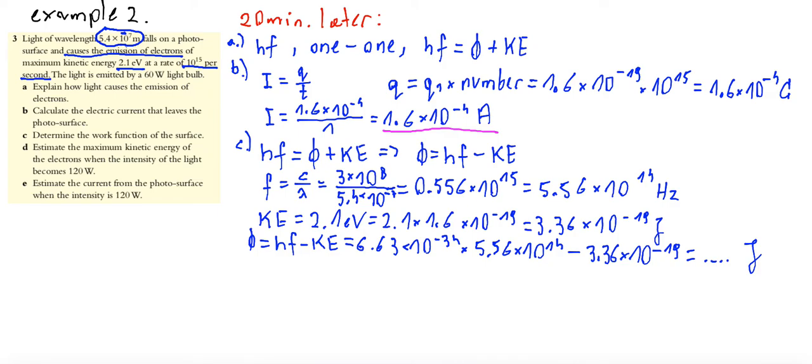Okay, so C is solved. Now D. Estimate the maximum kinetic energy of the electrons when the intensity of the light becomes 120 watts.